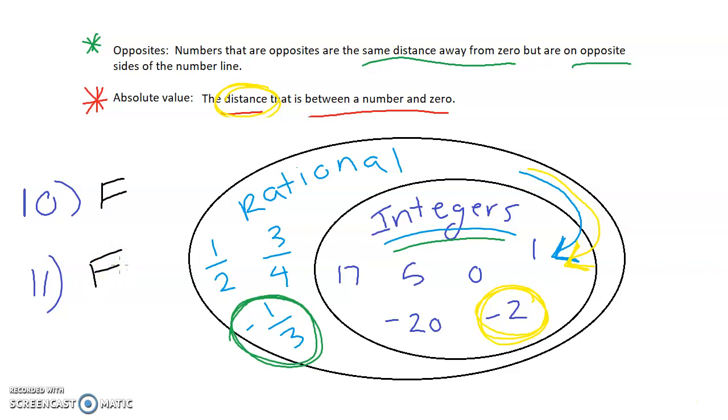Just to recap before we end this video, question number 5, the answer is -3. Number 6, the answer is 8. Number 7, the answer is 12. For number 8, the answer is 10. For number 9, the answer is 0. For number 10, the answer is false. And 11 is false as well.